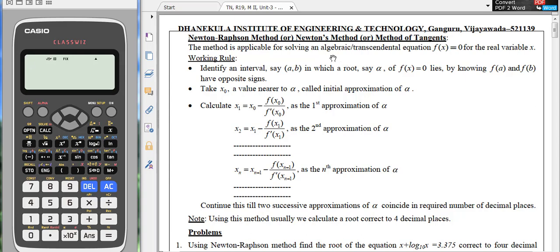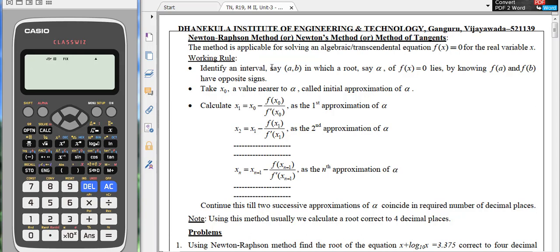In this video I shall explain the Newton-Raphson method, which is also called Newton's method or the method of tangents. Applying this method we can solve an algebraic or transcendental equation which is in the form f of x is equal to 0 for the real variable x. The working rule that we can adopt to apply the Newton-Raphson method is as follows.